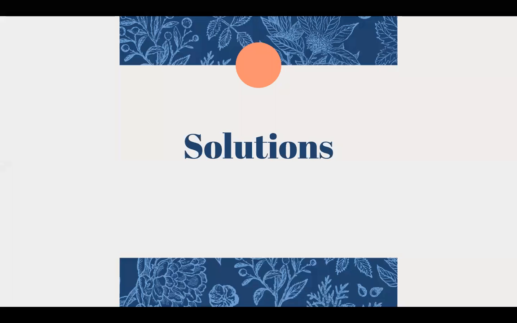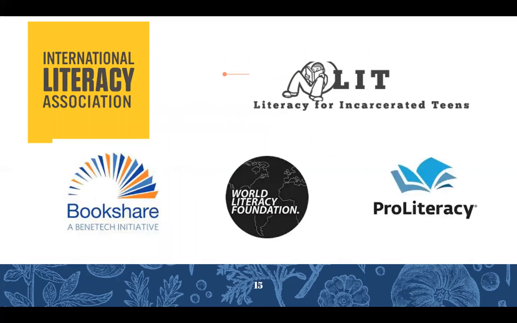Some solutions. There are multiple organizations working to combat illiteracy. One of these organizations is the International Literacy Association. This organization is one of the biggest and has an influence in over 75 countries. The International Literacy Association provides educational resources, trains educators in literacy education, and they are one of the biggest advocates for policies that support worldwide literacy.